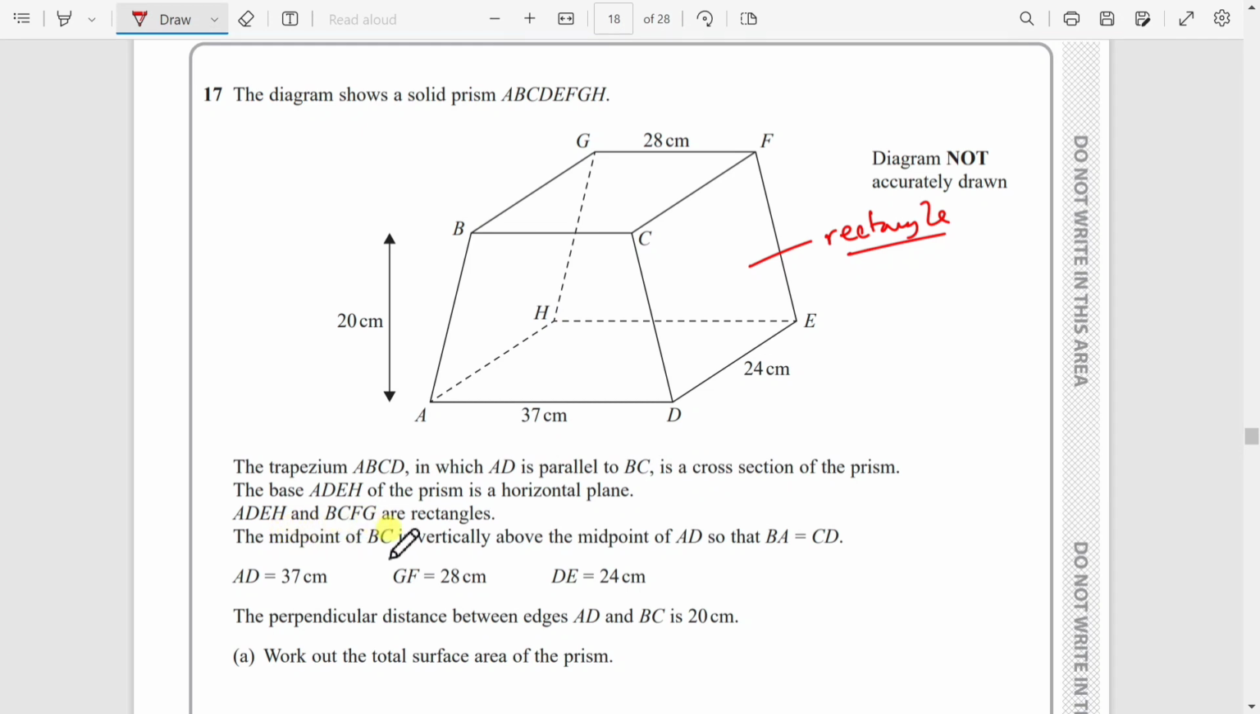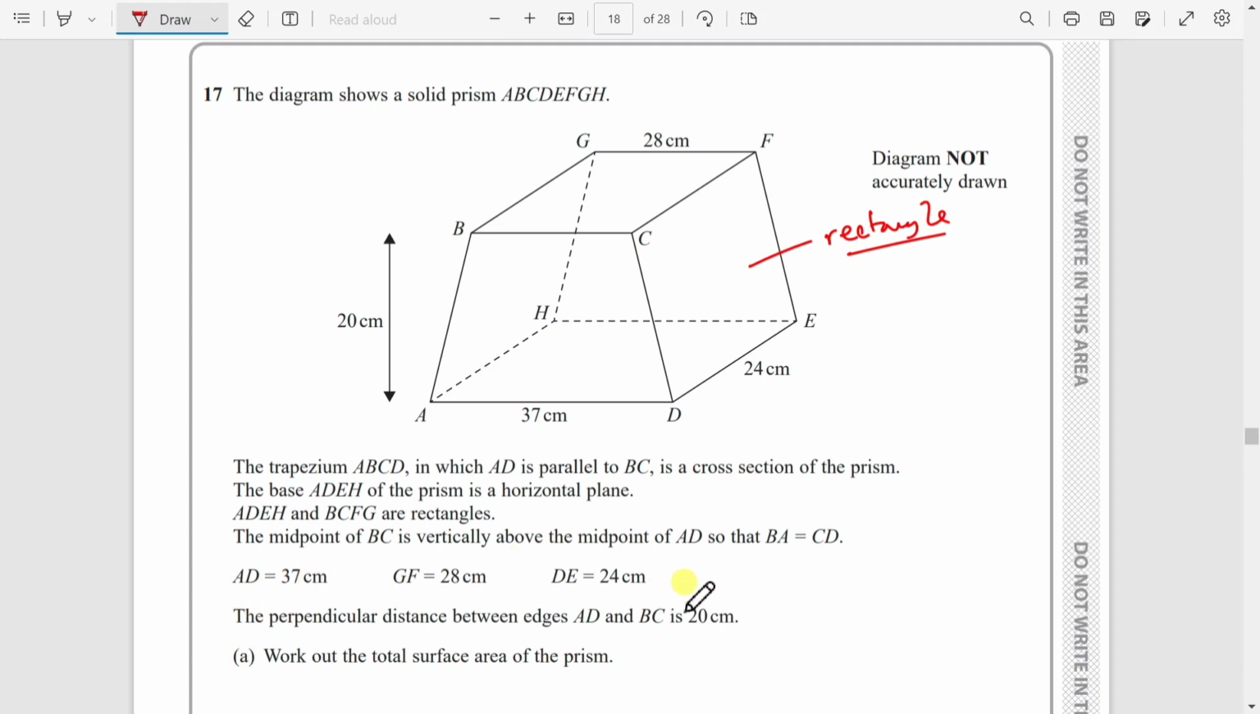Now the midpoint of BC is vertically above the midpoint of AD. So let's have a look. Midpoint of BC, vertically above the midpoint of AD. So that BA equals CD. So the length of this is equal to that length there.